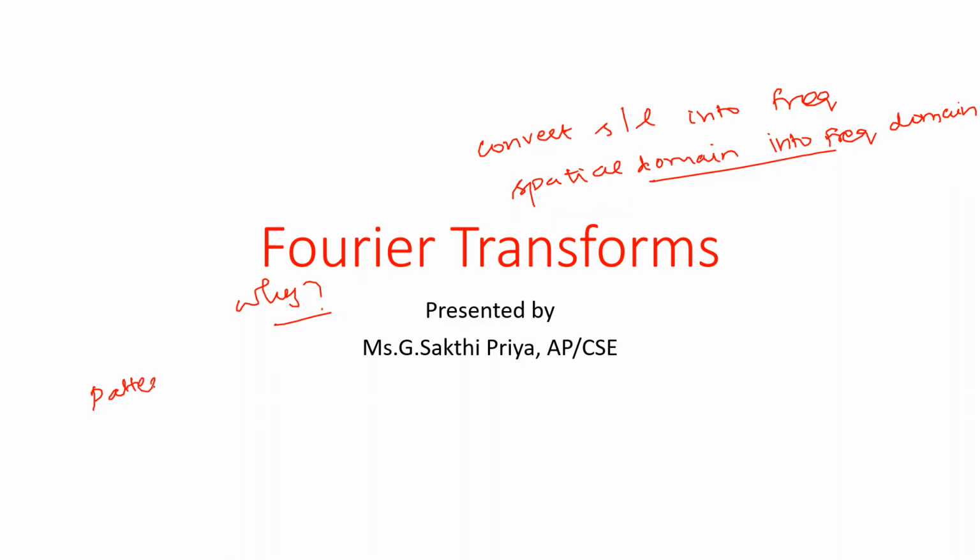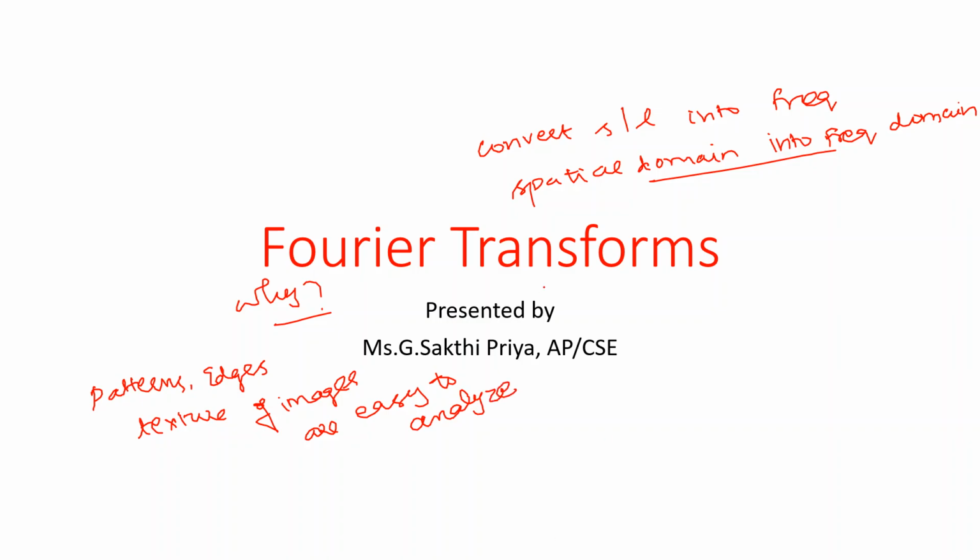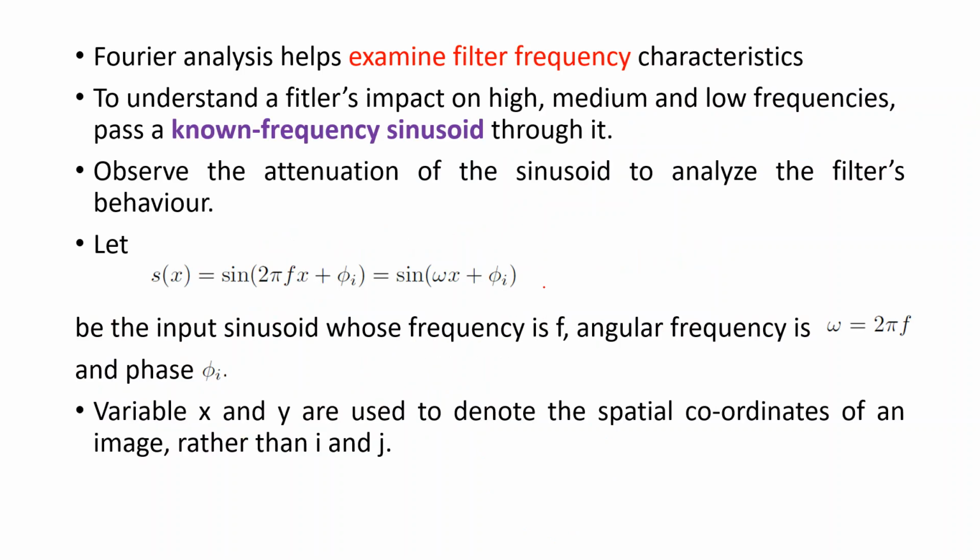Why do we need to convert the signal from the spatial domain to the frequency domain? In the frequency domain, the patterns, edges, and textures of images will be easy to analyze. So we need to convert the signal from the spatial domain to the frequency domain, and Fourier transform is used to convert that. The next one is Fourier analysis.